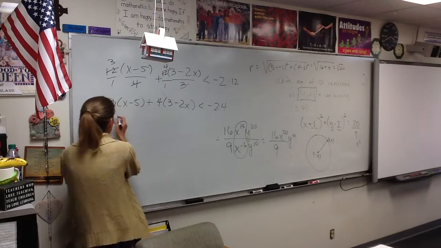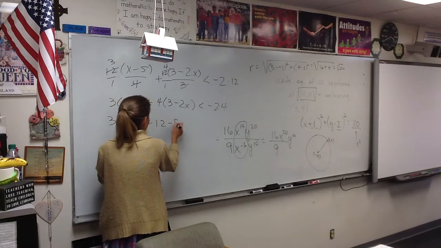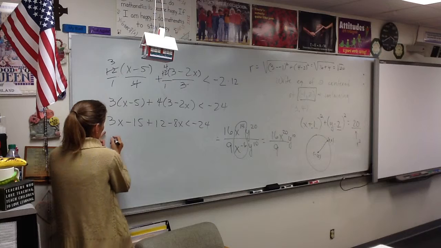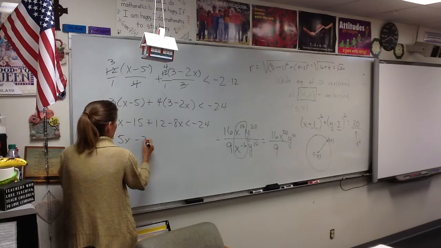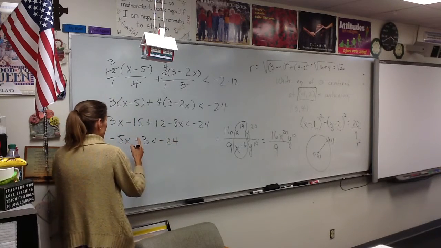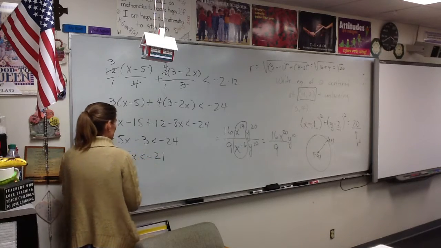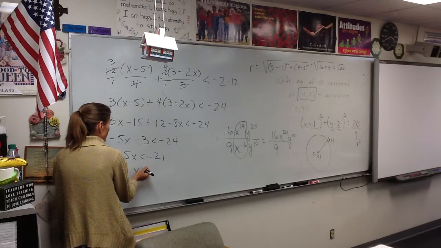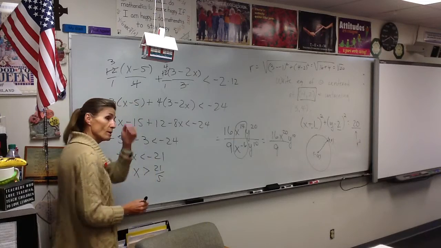So then we can distribute carefully. 3x minus 15 plus 12 minus 8x is less than negative 24. Negative 5x minus 3. So we'll add 3. Watch it now. Divide by negative 5 will change that. So I got x is greater than 21/5.